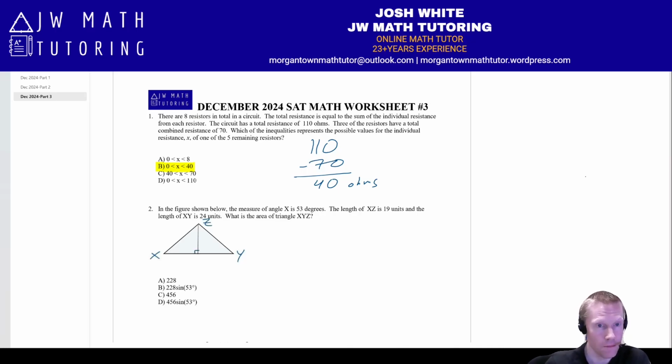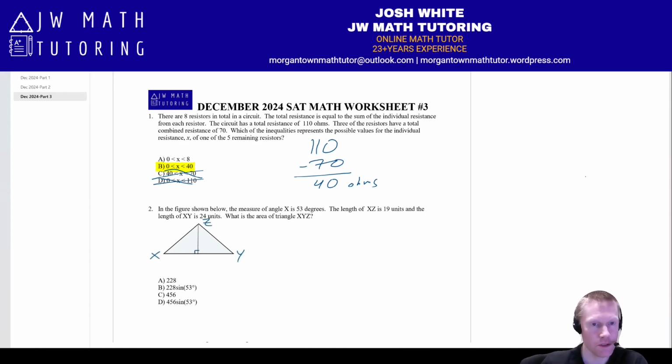First of all, the resistance for each of these individual resistors has to be positive, so basically the floor is going to be 0. C doesn't even make any sense because we only have 40 total ohms left to divide among 5, so it's impossible for even one of them to be more than 40, when that's all we have left. And obviously D is out because we only have 40 total ohms left, so it's impossible for any individual one to have a resistance greater than 40. And D has its upper limit or its ceiling up at 110, anything from between 0 and 110.